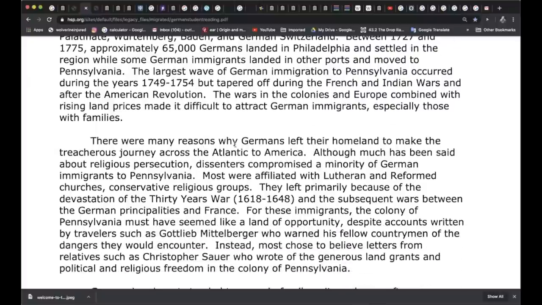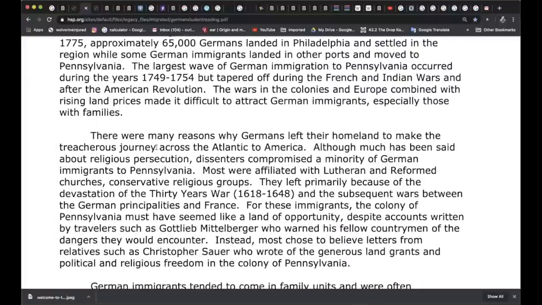There were many reasons why Germans left their homeland to make the treacherous journey across the Atlantic to America. Although much has been said about religious persecution, dissenters comprised a minority of German immigrants to Pennsylvania. You hear that? That was the minority. Dissenters were not the majority. You see, this is very important. I want you to pay attention to what I'm about to say.